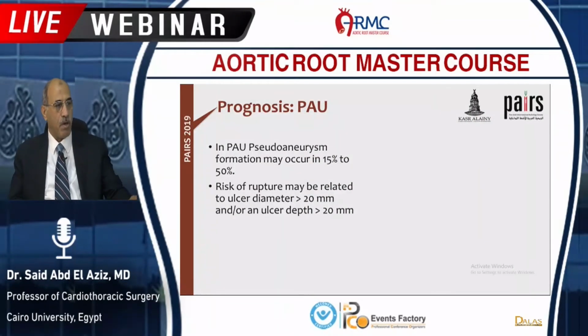For the prognosis of the penetrating aortic ulcer, pseudoaneurysm formation occurs in 15 to 50% of patients. Risk of rupture may be related to an ulcer diameter of more than 20 millimeters, or an ulcer depth of more than 20 millimeters.